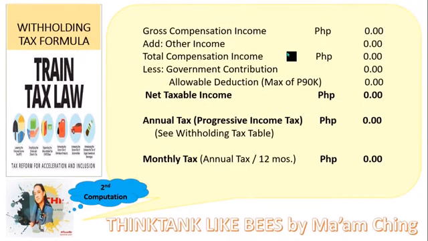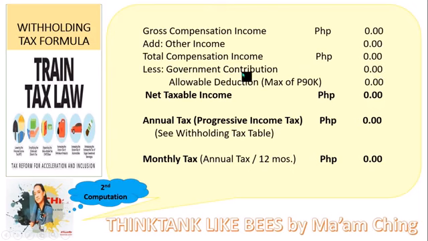The second part is the gross compensation income, which is the operating income that you computed, and then you add other income. It is the same as with the employees' withholding tax. If there is another income, then you add it here, and if there is none, then you put 0. Adding the two will give your total compensation income, and then less the government contribution.